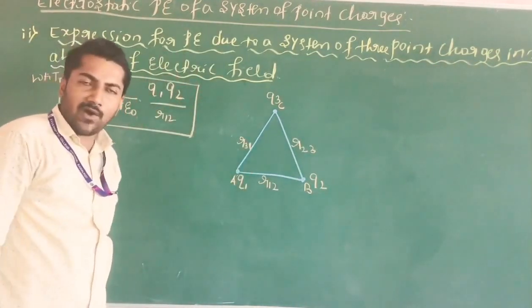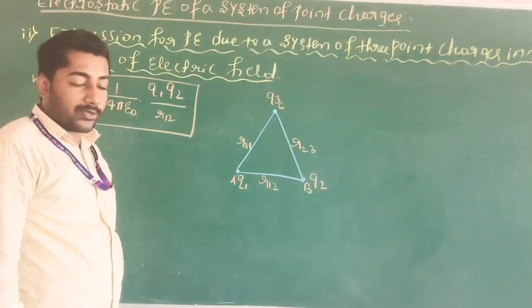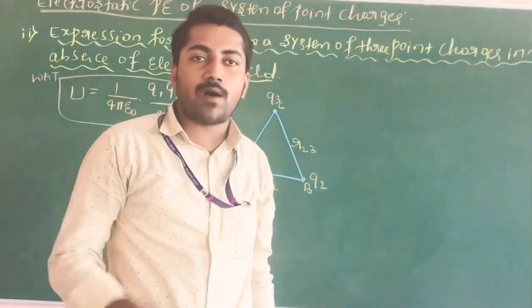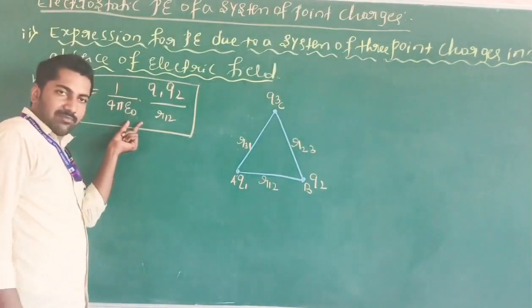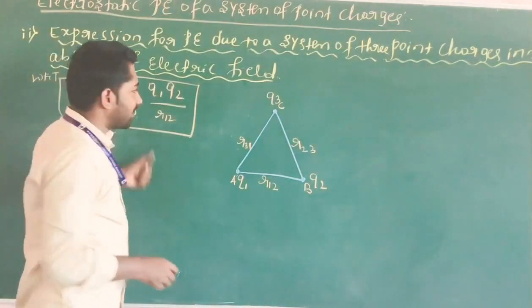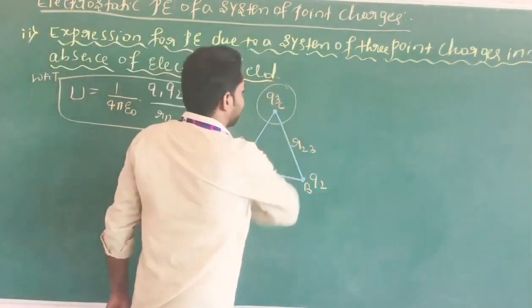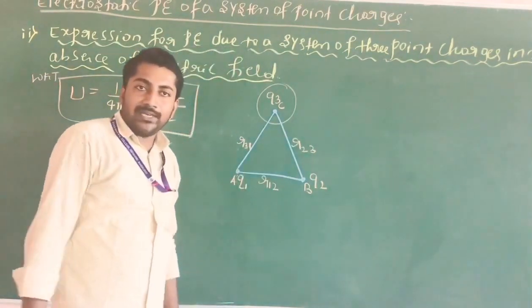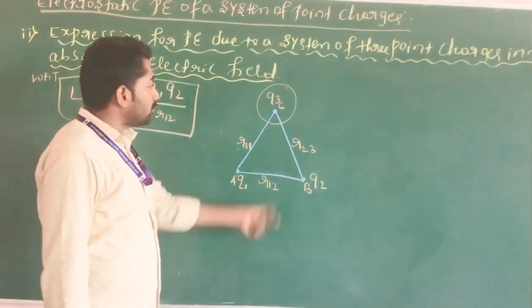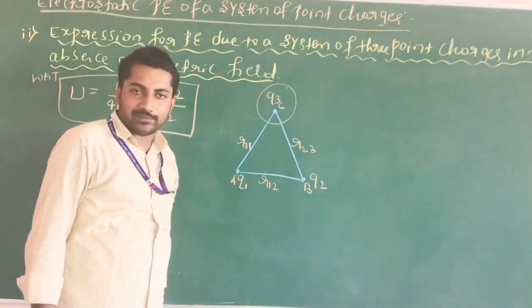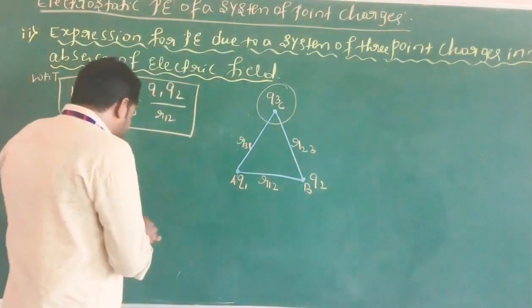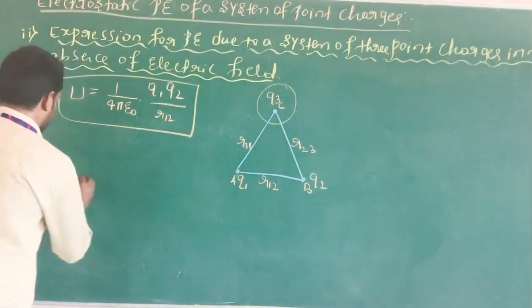Now I am going to calculate the potential energy due to the system of 3 point charges. We know the formula for the system of 2 point charges. But now the third charge is at point C. Work done to move Q3 from infinity to that point. Here we know the formula for the amount of work done.